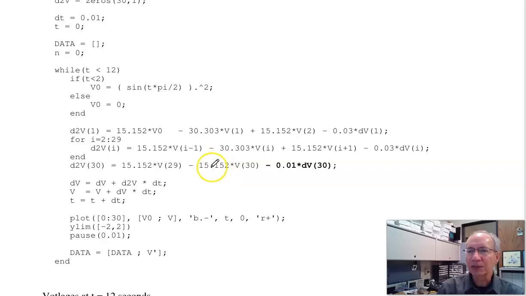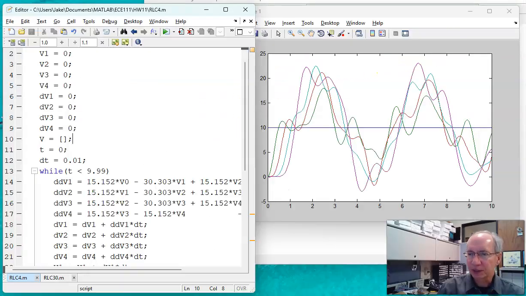Last node's a little bit different. Instead of being 30, it's minus 15 because there's only one inductor attached. This would be for 30 nodes. And this part right here is just kind of a little snap like that. Makes it easier to see the wave equation or simulate it.